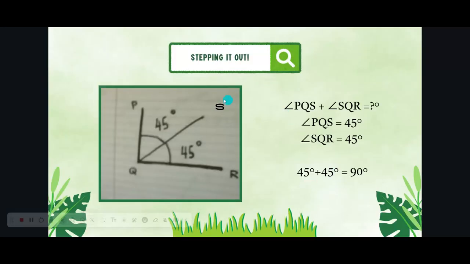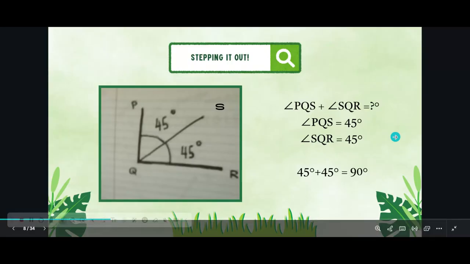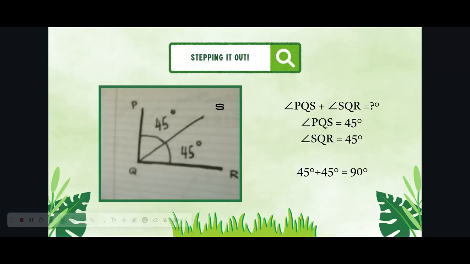So right here we have angle PQS plus angle SQR, and we don't know if they're complementary or not. So we're going to add it to see. We are given that angle PQS is 45 degrees, and angle SQR is 45 degrees as well. So substituting that into this equation, we have 45 degrees plus 45 degrees equals 90 degrees. 90 degrees makes a complementary pair.